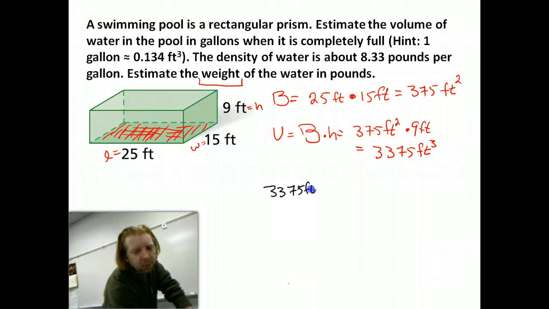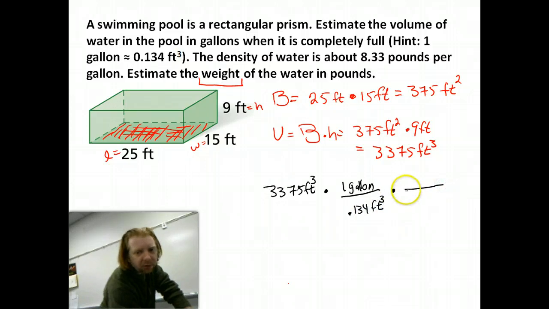3,375 cubic feet times 1 gallon per 0.134 cubic feet. And then we have one more unit to convert, which is gallons to pounds: 8.33 pounds for every 1 gallon.